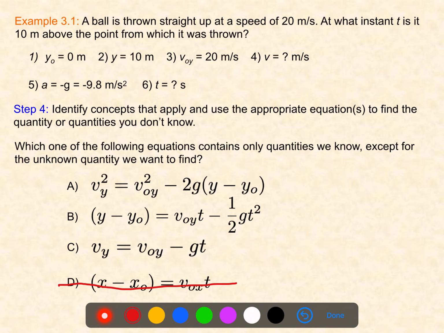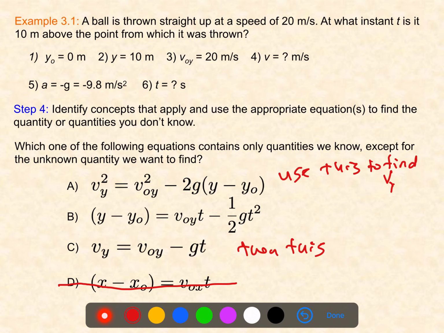Choice C may seem the most obvious at first because here's my t right here. But the problem is I also don't know the final velocity, right? So I could do one of two things. I could use A first to find the final velocity, and then I could plug that final velocity into this equation C, and then I could solve for the time. So that would be a two-step way to do this.